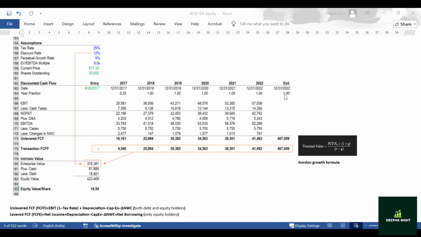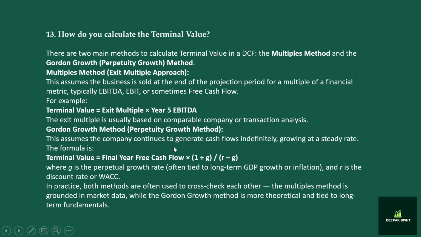It says that we exit here. It means that we sell out our share of the stocks. That doesn't mean that the company exits out of business. This means we exit here. So I hope this was clear, and I think we have covered it in detail now.